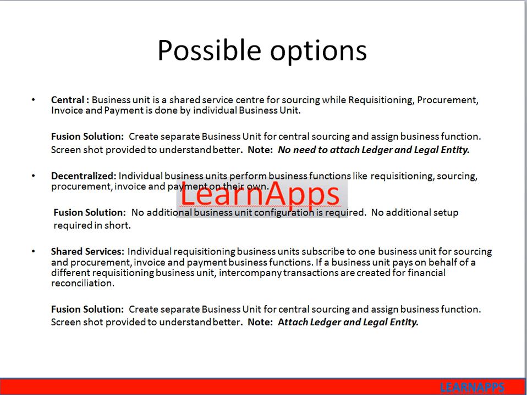Central procurement: in a central procurement, all the procurement or sourcing activities will be carried out at a central place. It can be for any logistic reasons, finance factors, economic reasons, or the business policy. In terms of Fusion, when you create a business unit and assign the business unit function, we don't need to attach any ledger and legal entity. The system will not force you to select or attach any ledger or legal entity. I have a screenshot later so that I can explain better.